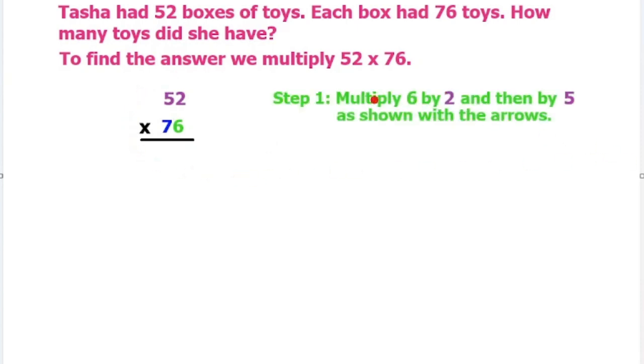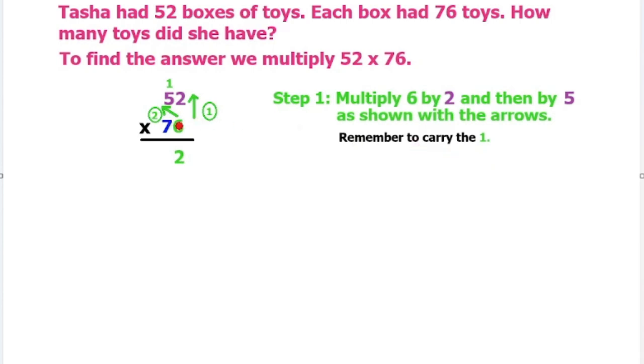So the first step is to multiply this 6 by 2 and then by 5 as shown with the arrows. So let's see how the arrows look. So here's the first arrow, 6 times 2. And we're going to put the answer right here, right under this 6, because that's the place value we're in right now. So 6 times 2 is 12. Remember to carry the 1.